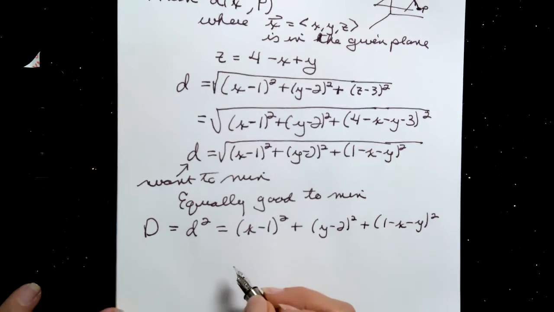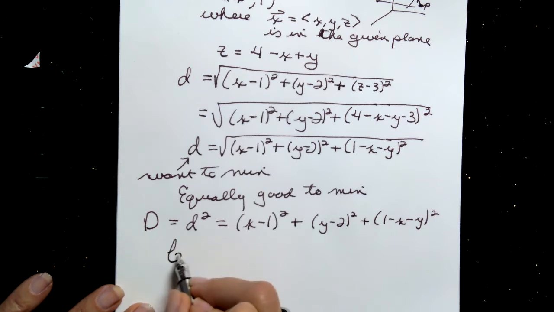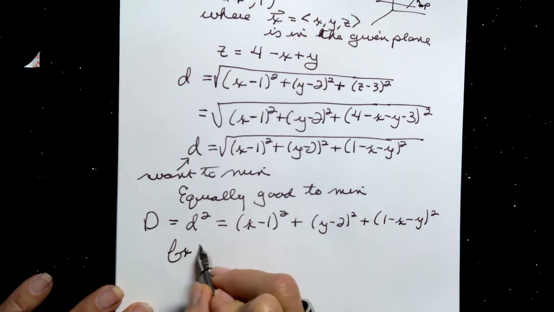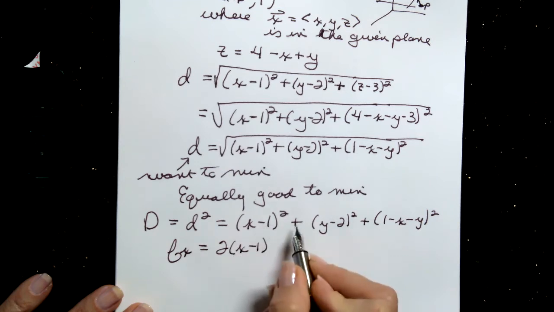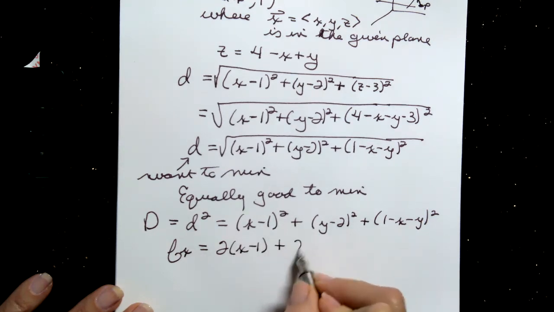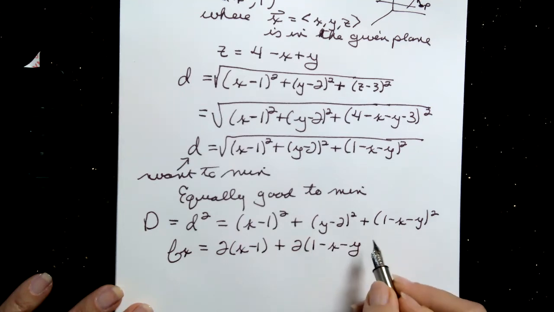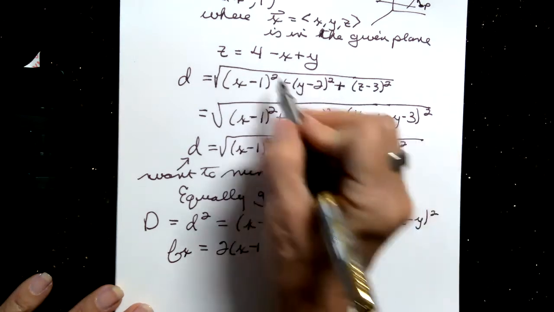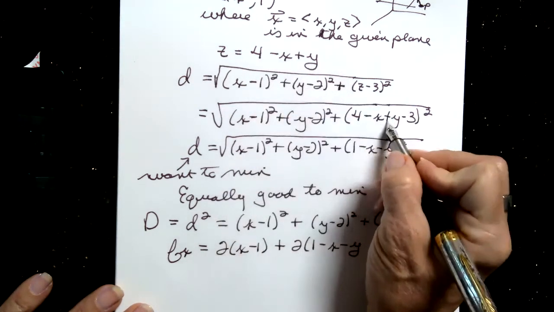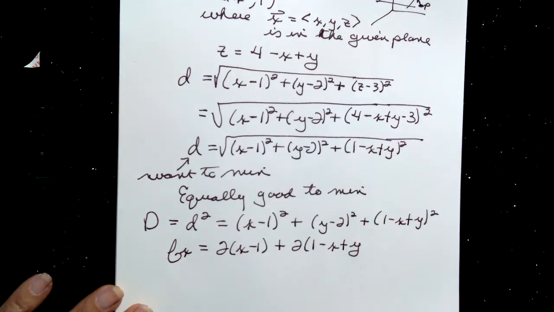So how do we do that? Well, we learned how to do that already. We find the critical points. So I take f sub x, which will be 2 times x minus 1 times 1 plus 2 times 1 minus x minus y. Sorry, I think this should have been an x plus y. I copied this wrong. This should be a plus. Okay, that's important. You have to copy things correctly.